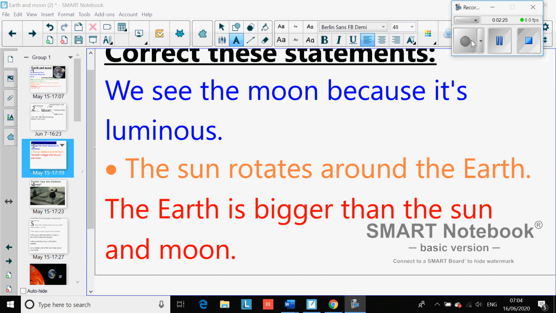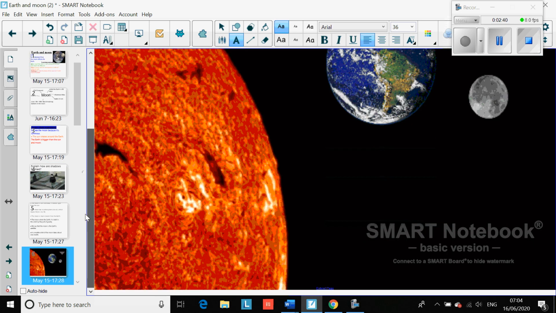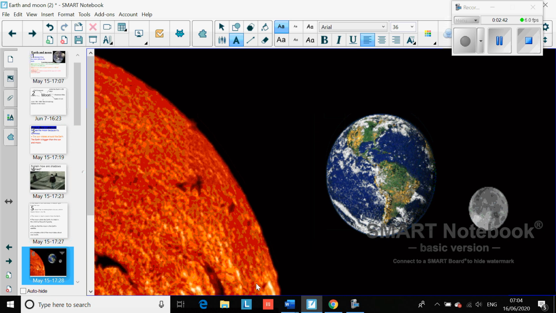The Earth is bigger than the sun and moon. Well, that's not correct either. The Earth is bigger than the moon, but it is smaller than the sun. And just to give you a quick size comparison, if you held them up against each other, see the sun is so big, it doesn't even fit into this picture. By comparison, the Earth is that big, and the moon compared to the Earth is that big. Okay, the reason the moon looks pretty big in our sky, say compared to the sun, is because it's so much closer to the Earth than the Earth is to the sun.